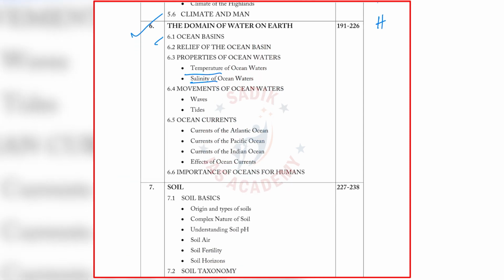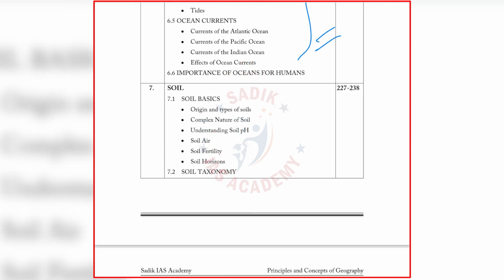What is the effect of the ocean currents? All that is discussed in this topic. And there is yet another simple topic called soils, on which questions are being asked. How a soil is formed, what are the types of soil, the fundamentals we have covered. Please keep in mind, this book is just the foundation, the principles and concepts of geography.